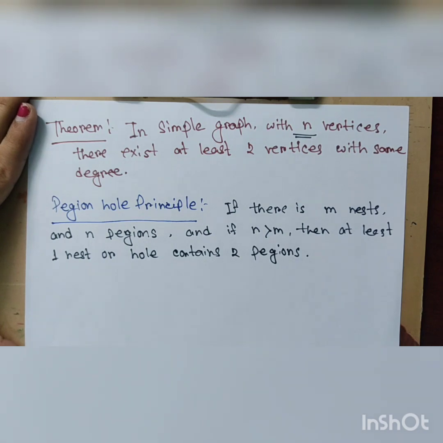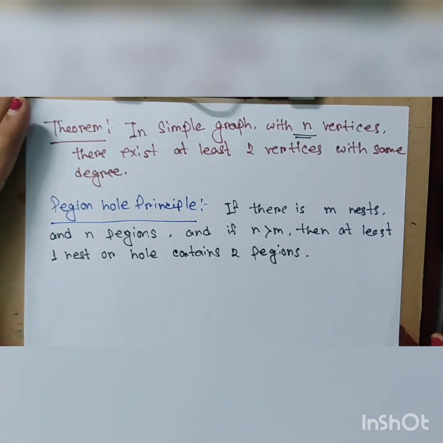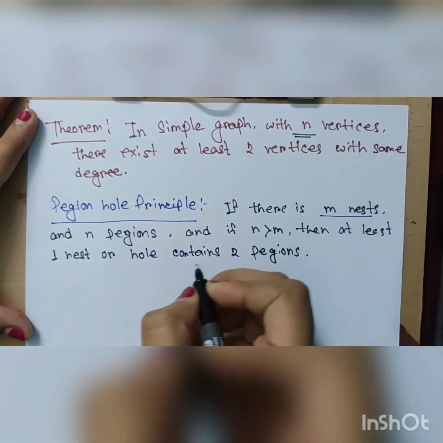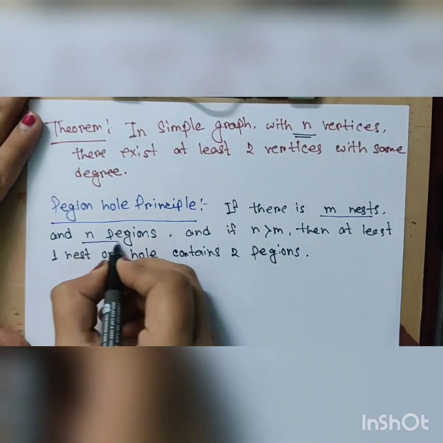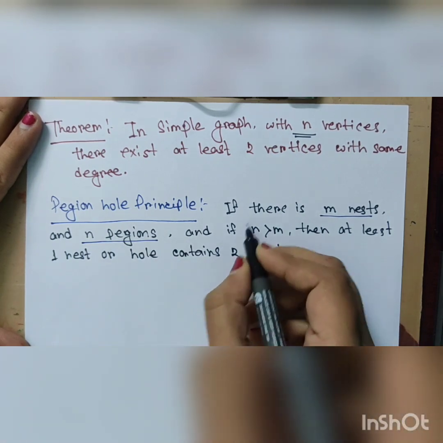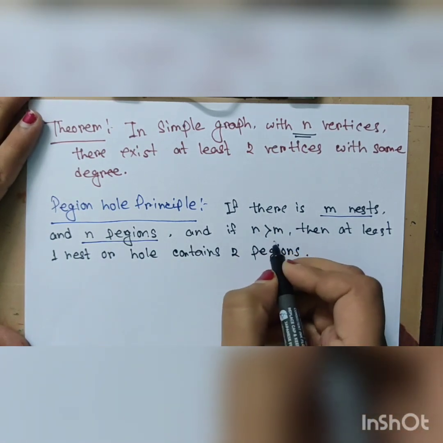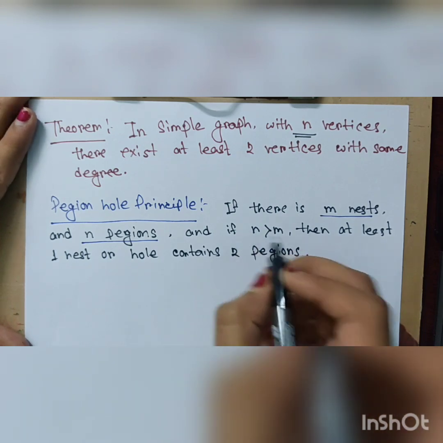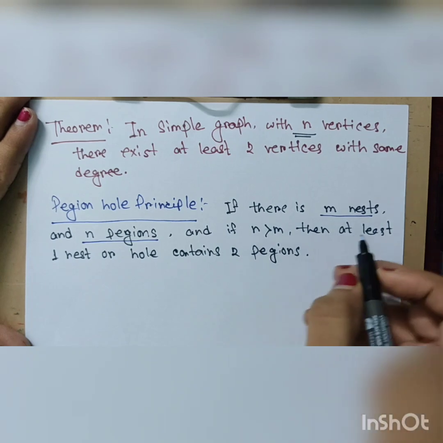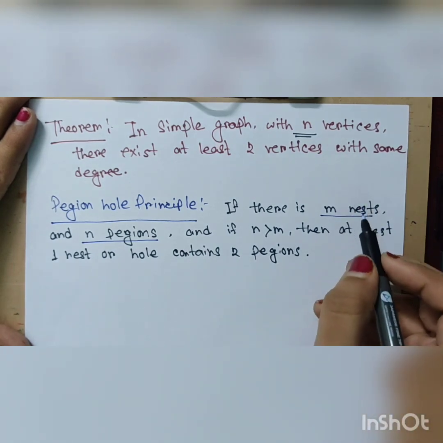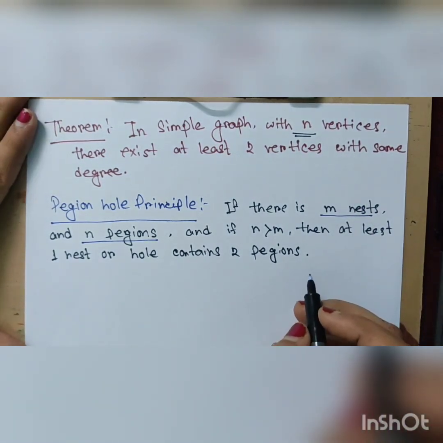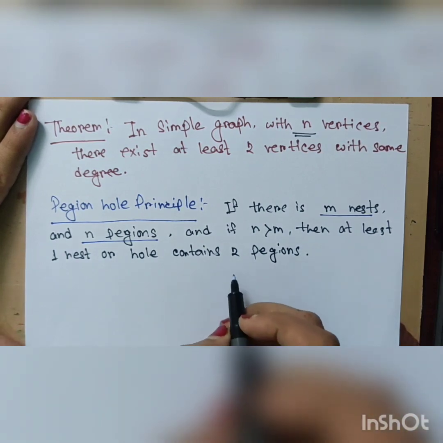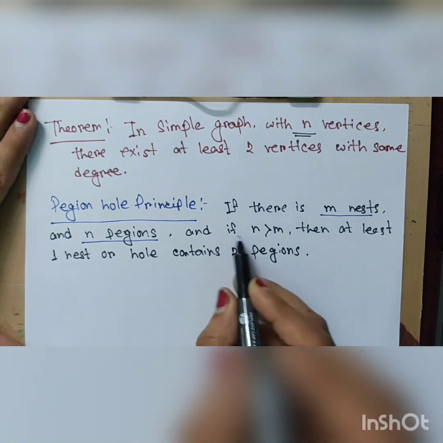So this Pigeonhole principle basically states that if there are m number of nests and n number of pigeons, and this number n is strictly greater than m, that is the number of pigeons is strictly greater than the number of nests or holes, then there exists at least one hole or one nest which contains more than one pigeon, that is at least 2 pigeons.